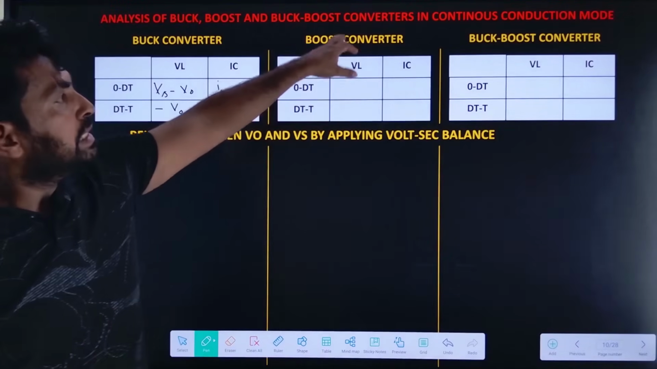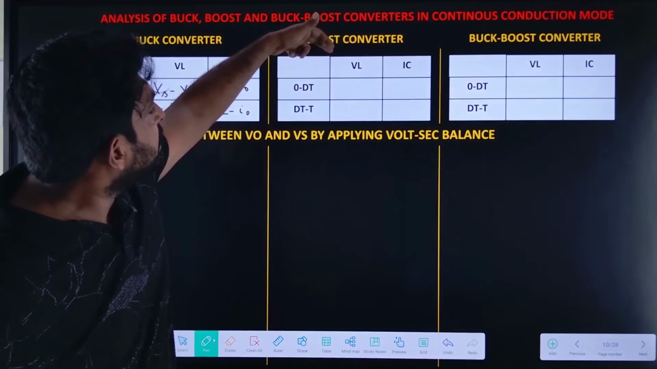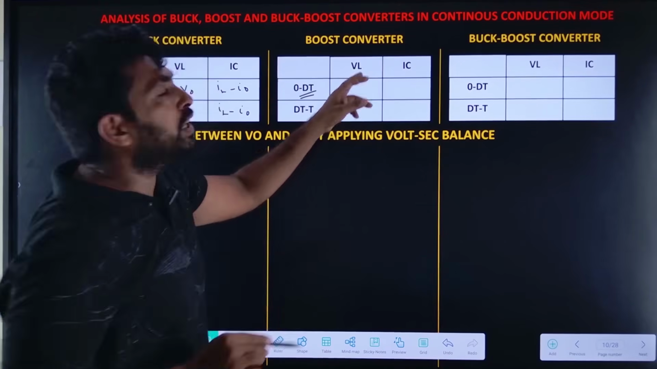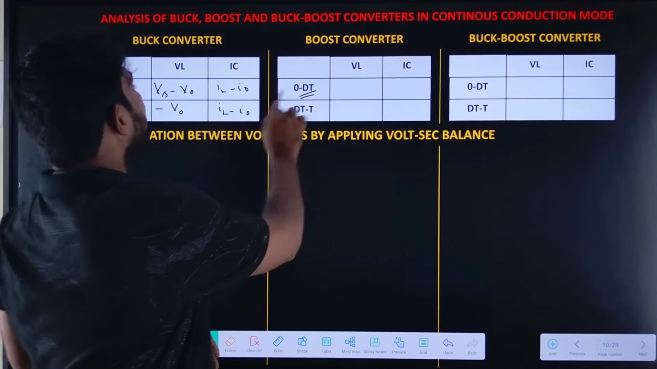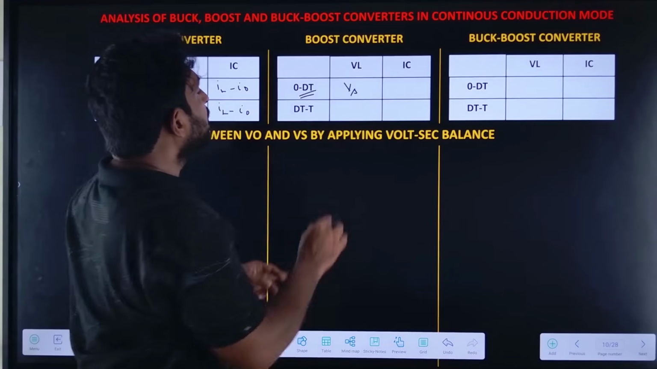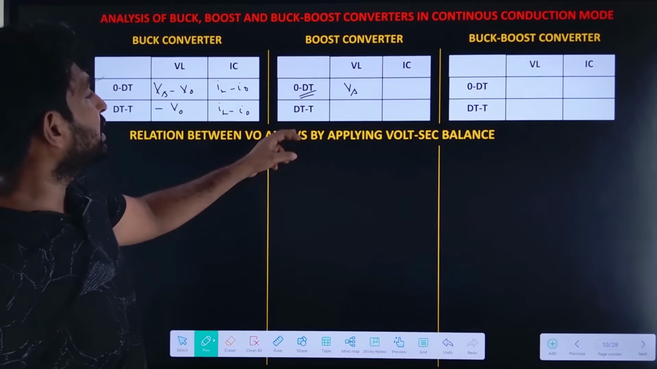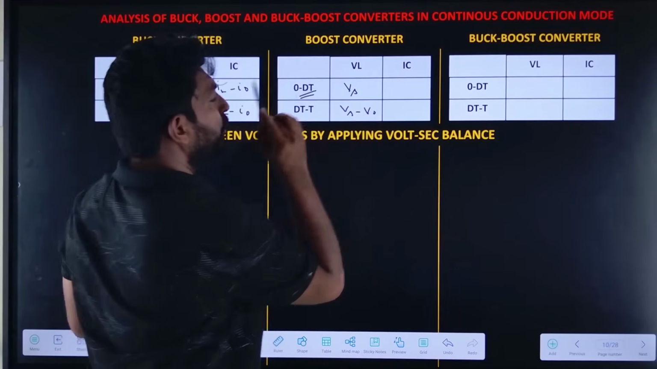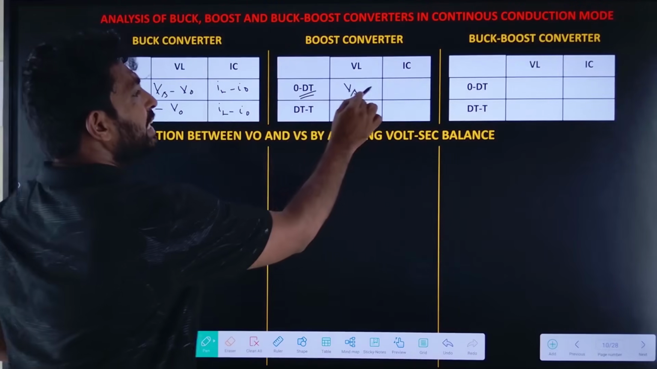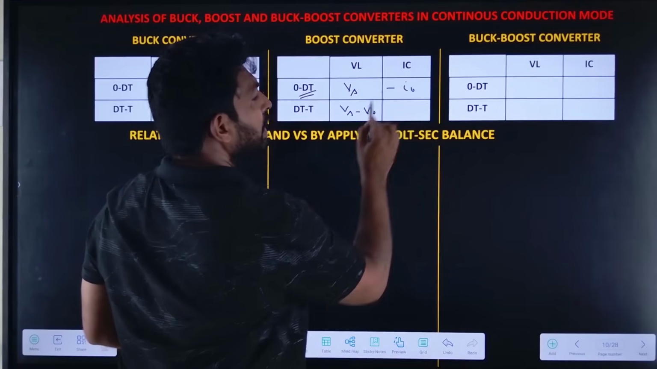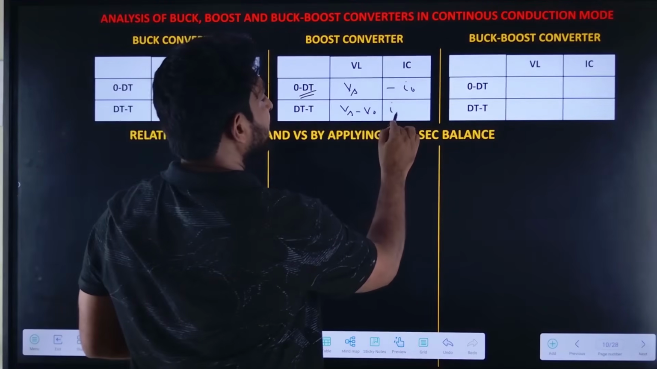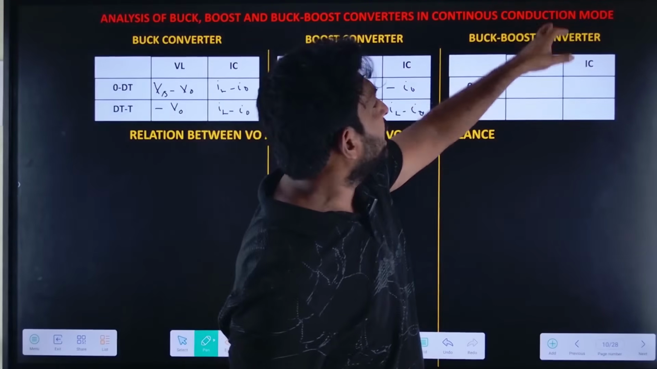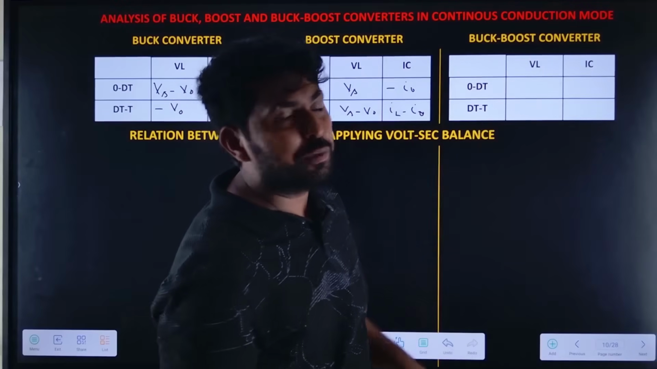Now from that conclusion, let me fill this table. For 0 to dt, what is the VL value? VL equal to Vs. For dt to t, it is Vs minus V naught. Here IC equal to minus I naught, and here IC equal to IL minus I naught. So here, in case of buck boost converter, for the 0 to dt period, it is VL.